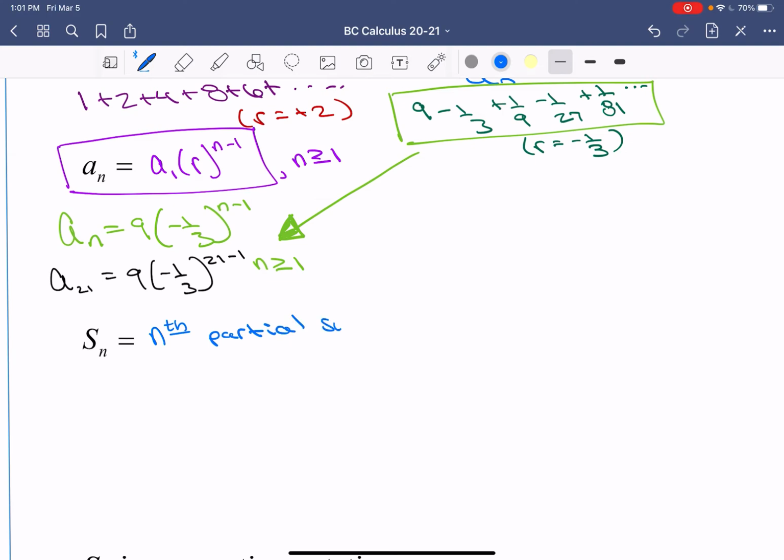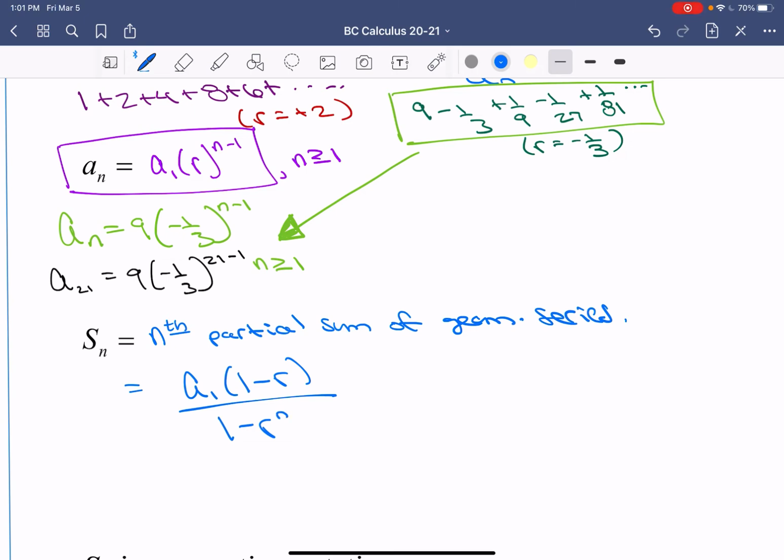Okay, it's the nth partial sum of a geometric series. And we have a nice formula for that. This equals a sub 1 times (1 minus r to the n) all over 1 minus r. Okay, this is your nth partial sum.